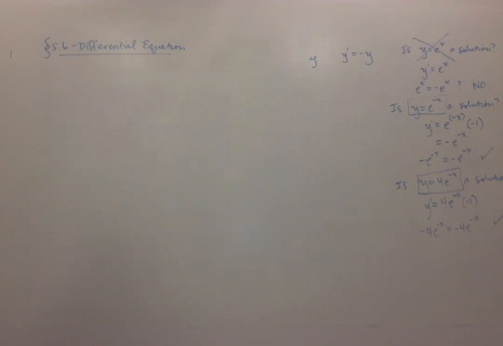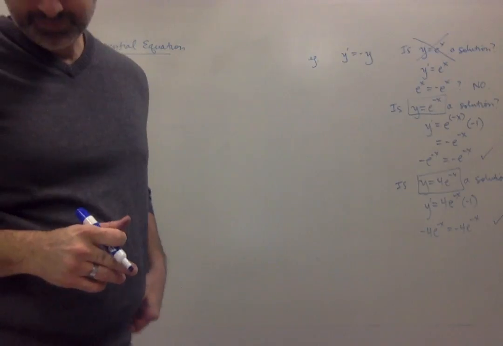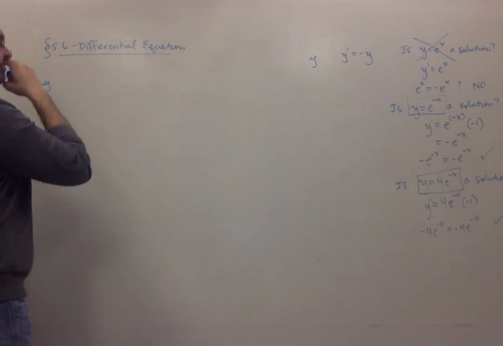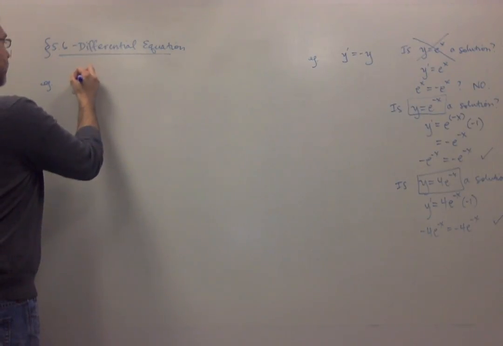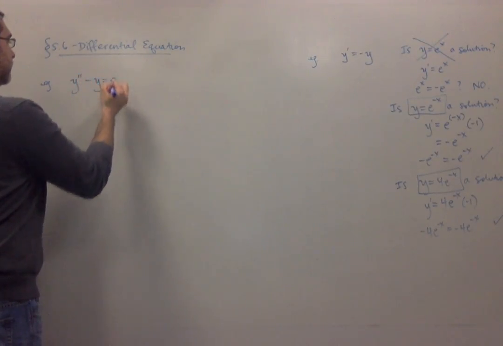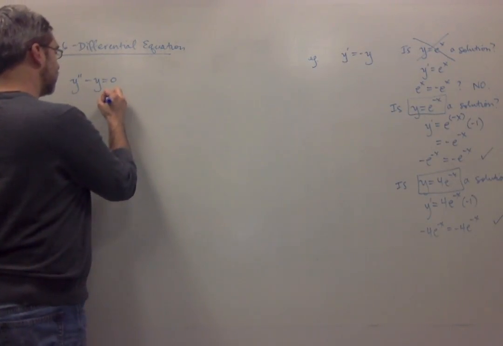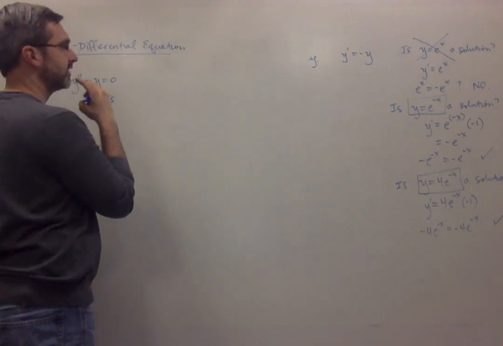Okay, let's take a look at another example here. Okay, I have an equation that says the second derivative of my function minus my original function equals 0. What that means is it equals the 0 function. Okay, let's try a couple sample possibilities here.